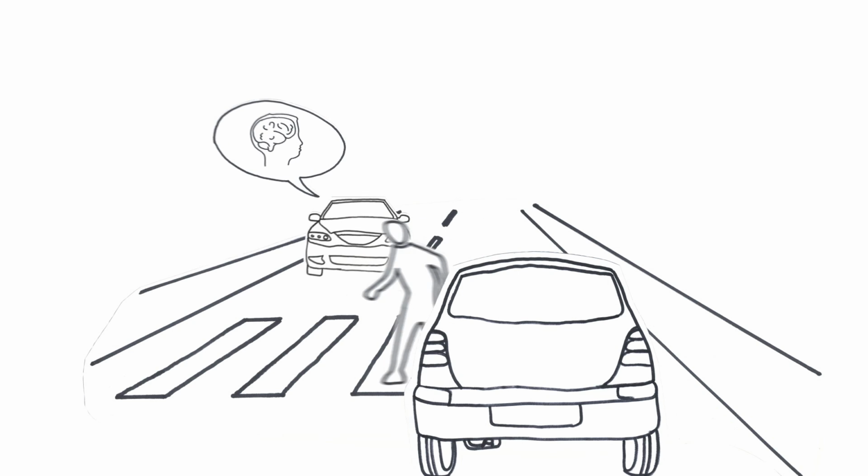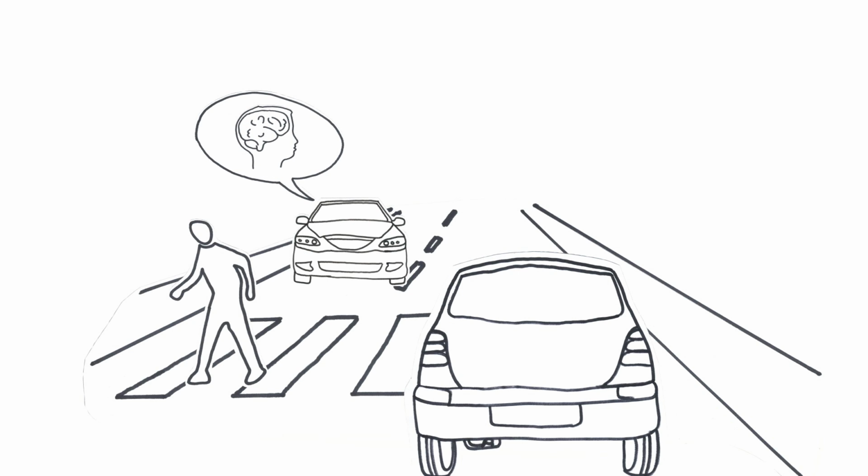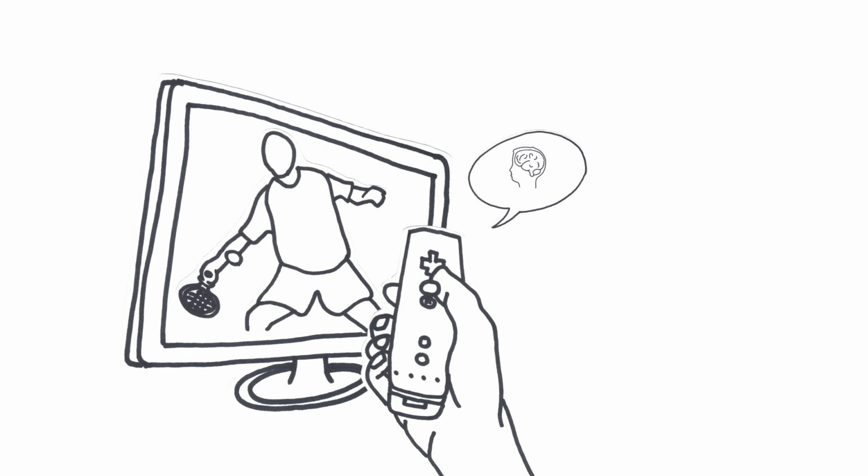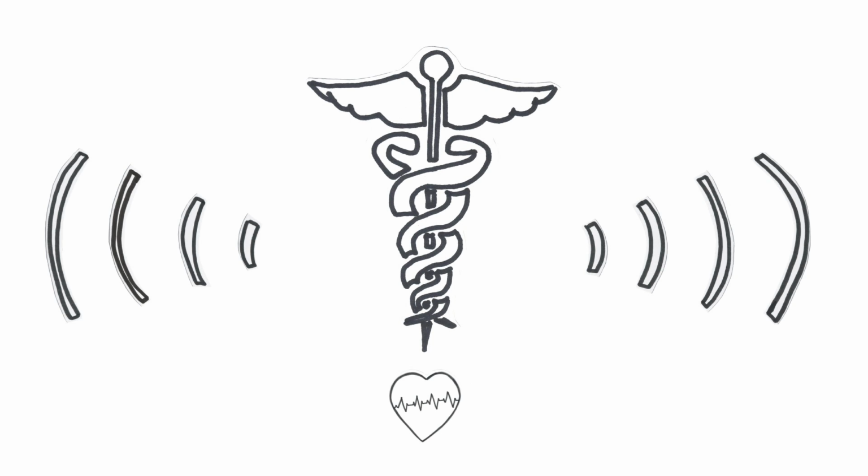Cars that see a pedestrian and brake automatically if you don't do it in time. Game consoles that know how you want to hit that ball in a virtual game of tennis. And health measuring devices that alarm a doctor when needed.